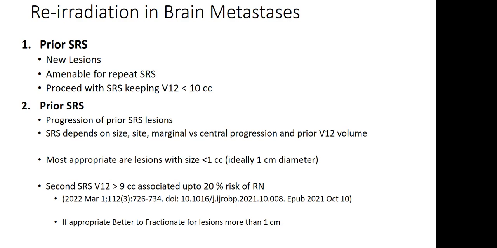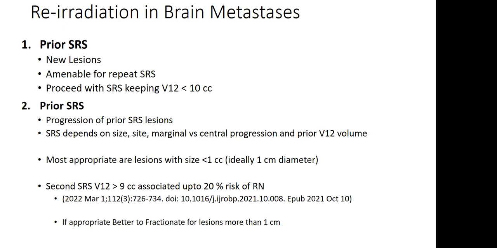And there is one paper published last year where they re-radiated the lesions which were previously treated with SRS, and what they noticed is that even if they tried to achieve V12 under 9 gray, the chance of radionecrosis is still 20%. So if we are doing re-radiation to a lesion which has been treated before, we can certainly treat, because that patient doesn't have any other option.